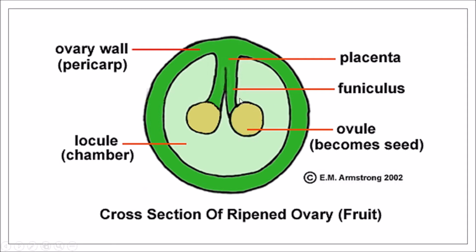This is the ovule that eventually would become a seed. The space here is what we call the locule or the chamber. This is the ovary wall, also called the pericarp. Placenta is where the ovules are attached, and funiculus is the stalk of a plant ovule.